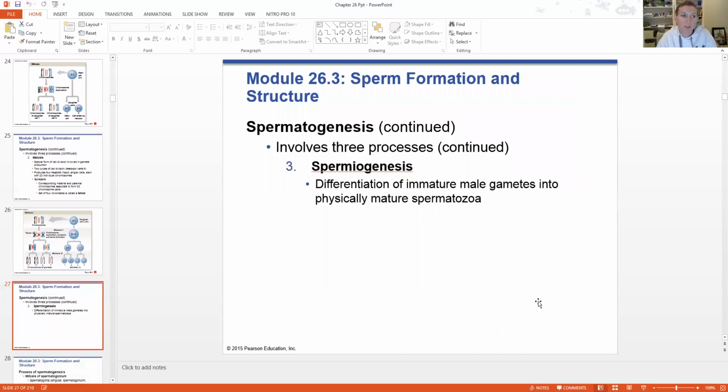So the third step of spermatogenesis is called spermiogenesis, and this is actually getting our sperm to mature into fully functional spermatozoa. So this does not occur in the seminal vesicles. This is going to occur in the seminiferous tubules. This occurs later on in the pathway, so to speak.